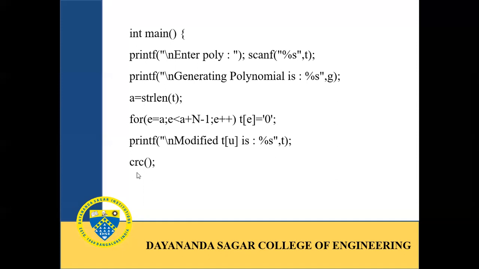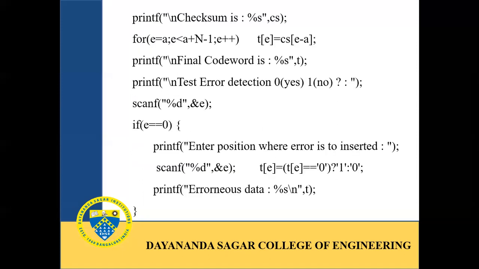Then we'll call the CRC function, which does the division process. So this cyclic redundancy check function will generate the remainder, and it is stored in the global variable checksum. So the remainder is stored in CS, and this checksum is attached to the input string, that is the T string. So now the checksum is added. We're going to send it in the transmission link. So the final code word is T.